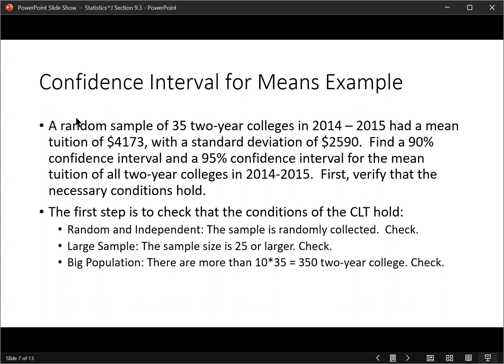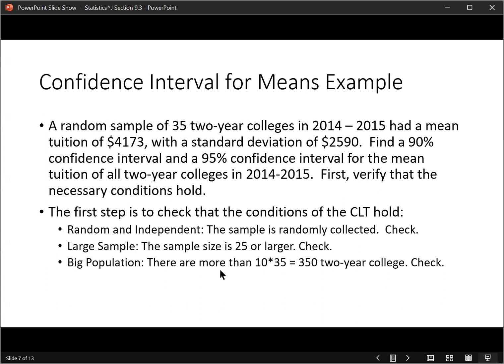Well, we look for the word random in the information they gave us. Okay, that's the same thing that we did with proportions. Next, we check the sample size. We look at the sample size. Sample size is 35, so that is 25 or larger, so we're good.